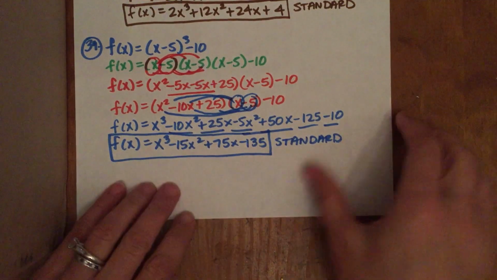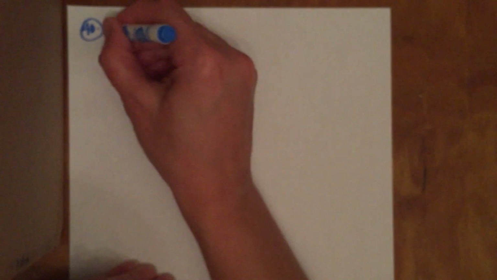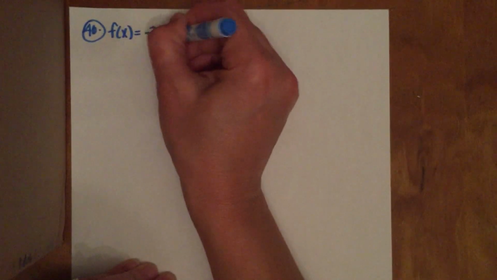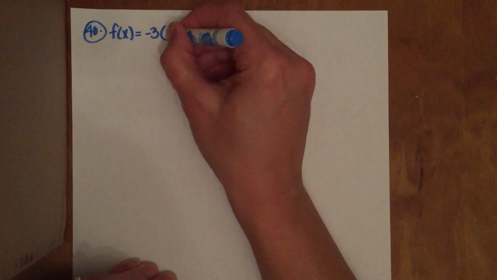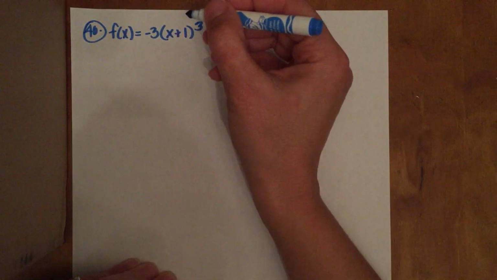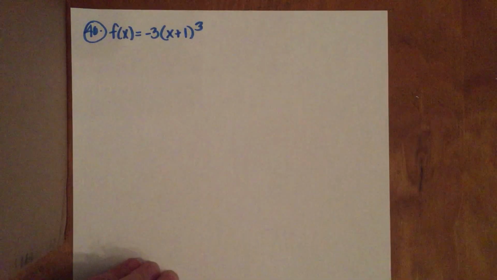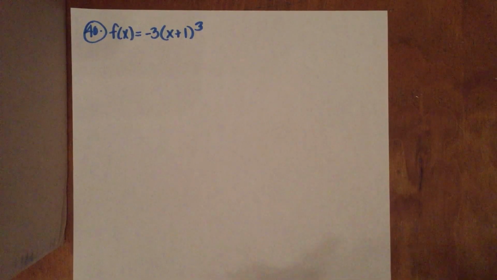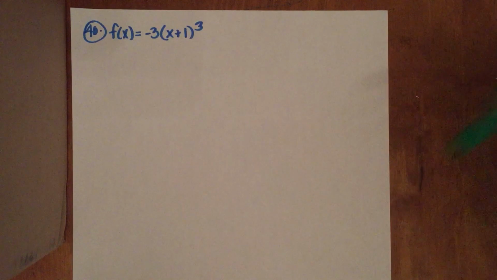So we have time. We're going to do one more example. And for this example, we're going to look at the last one here. We've got number 40. So let's do number 40. Number 40 is f of x equals negative 3 (x plus 1) cubed. And there's no extra term added on, which will be easy for us because that means it's going to save us some hassle as far as doing extra steps.